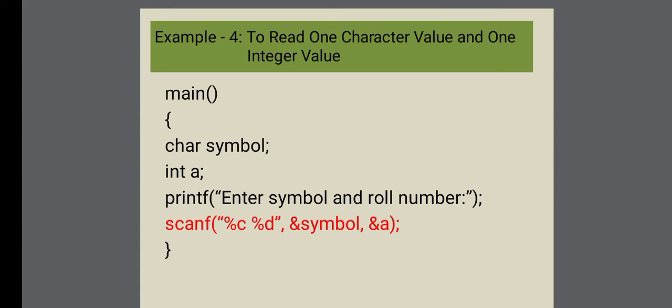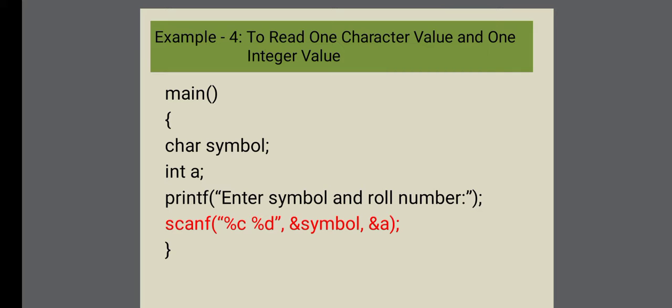What is the syntax to print the message? Message within double quotes, end with semicolon. Anything we have written within the double quotes will be printed on the monitor, except format specifiers and escape sequences in printf. So enter symbol and roll number, colon, is also not a format specifier or escape sequence, so it will be printed on the monitor.